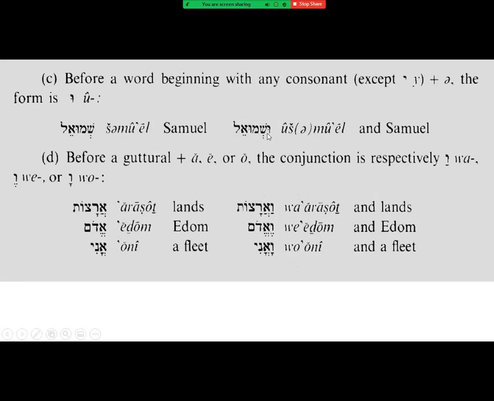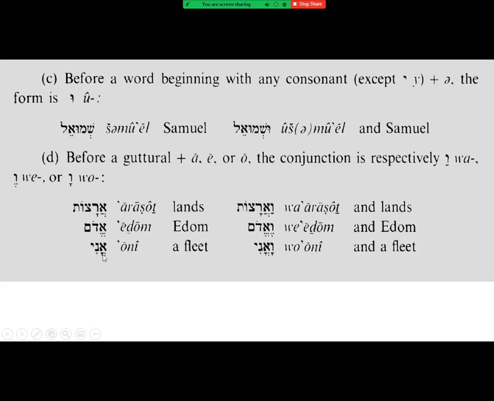Okay, and that's that one. And before a guttural that has either an a, or an o, the conjunction takes the same vowel for the vav. And so instead of arasot, it goes va arasot. Instead of edom, it becomes ve edom.